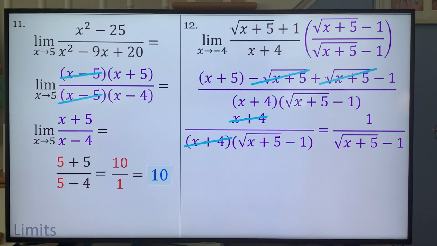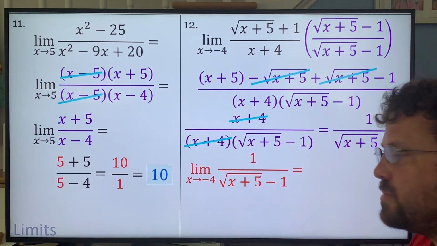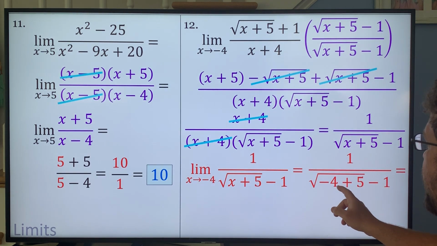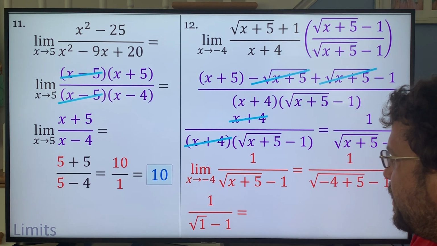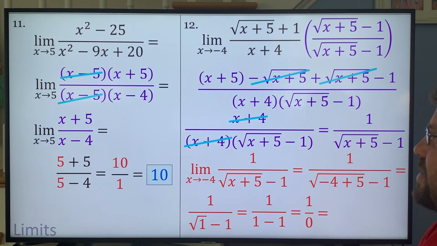What number are we plugging in here? We're plugging in a negative 4. 1 over negative 4 plus 5 minus 1. Negative 4 plus 5 is 1. What is 1 minus 1? And your answer becomes 1 over 0. So what's your final answer? Undefined. So the answer is technically DNE anyway.